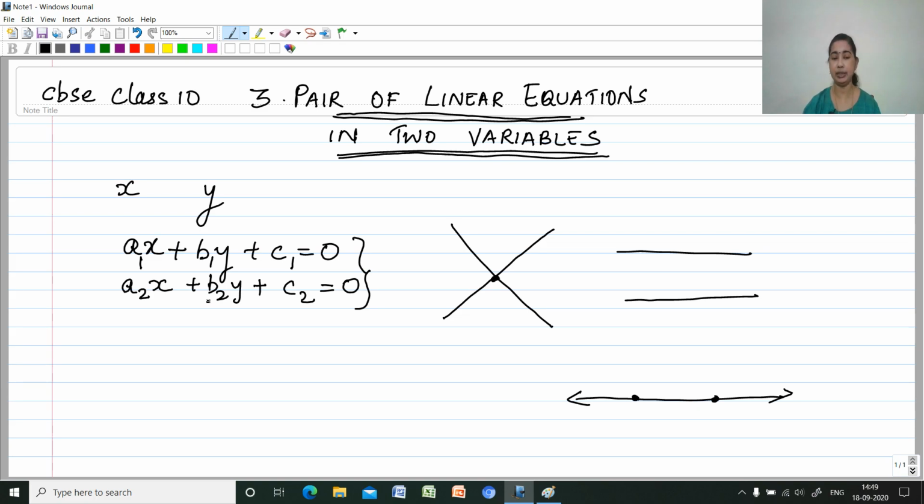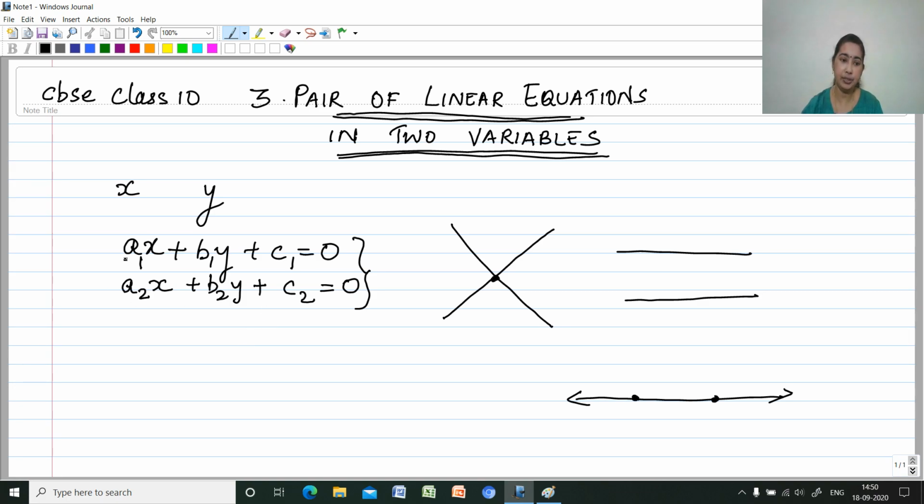Also, there are two methods. One is solving it directly, that is the algebraic method. The second one is the graphical method. So first we are moving on to the algebraic method. How to know whether they are intersecting lines, parallel lines or coincident lines.